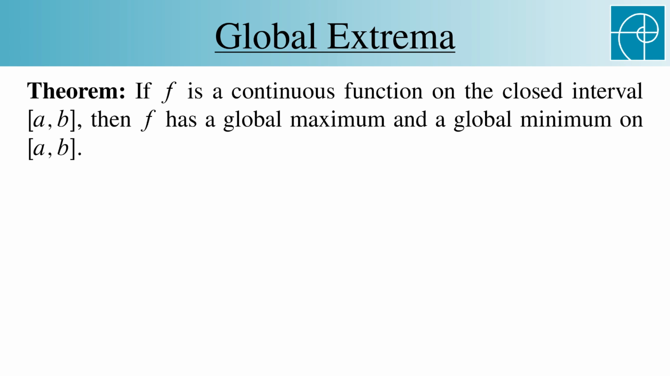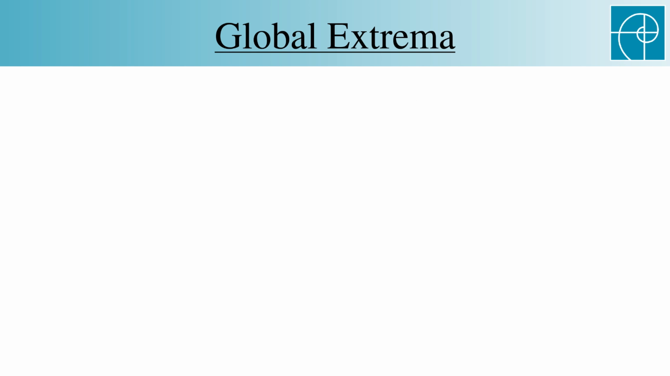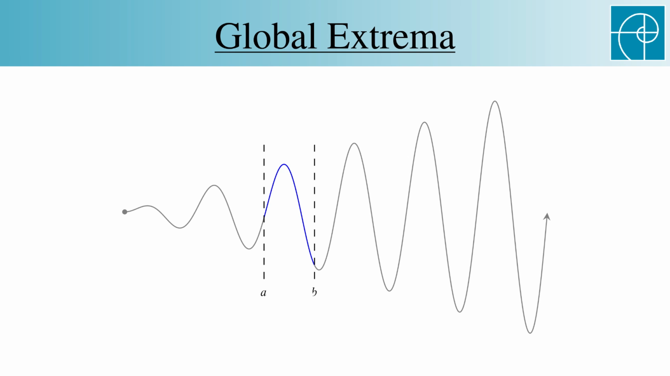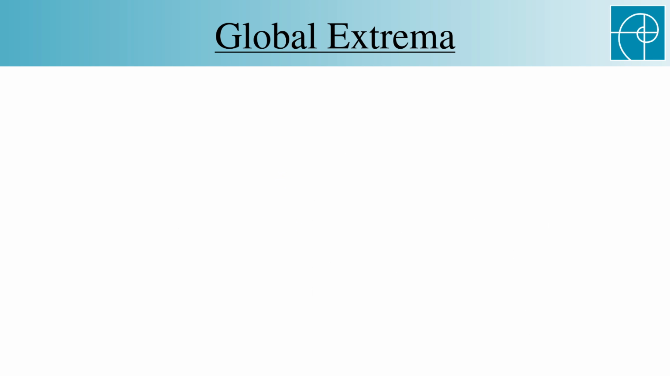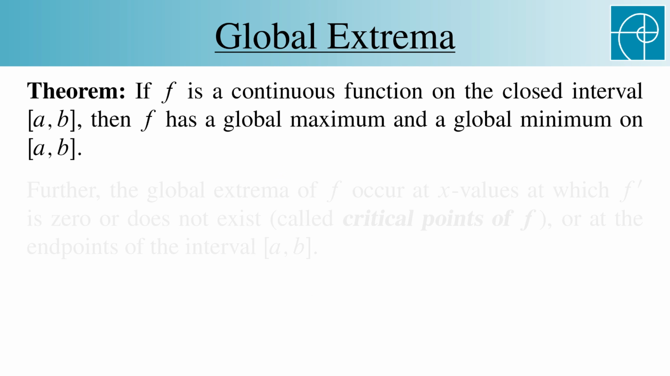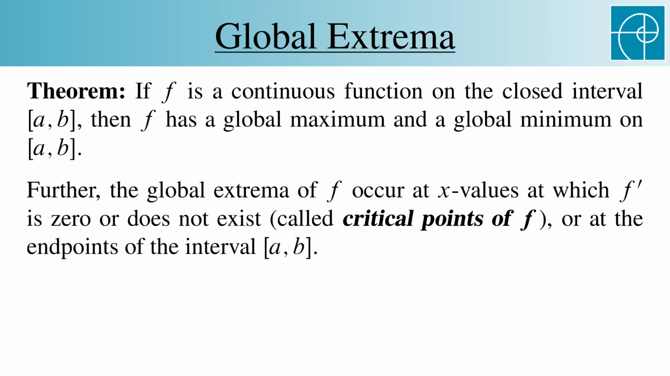We can no longer only look for places where the derivative is 0 or doesn't exist, though, since we might also have a max or min at one of the endpoints of the interval. Here, for example, the global maximum occurs where there's a horizontal tangent line, but the global minimum occurs in an endpoint. So we have an additional thing to note, namely that the global extrema occur at x values at which f prime is 0 or doesn't exist, such points are called critical points of f, or at the endpoints of the interval a b.